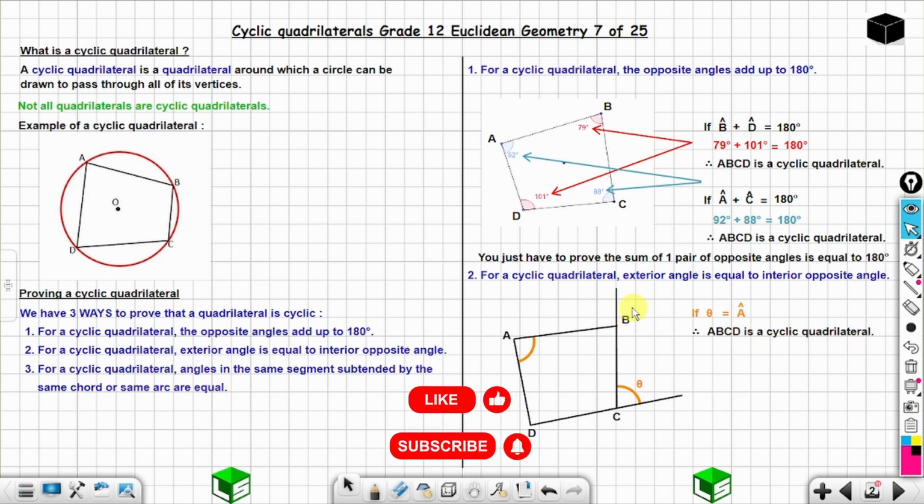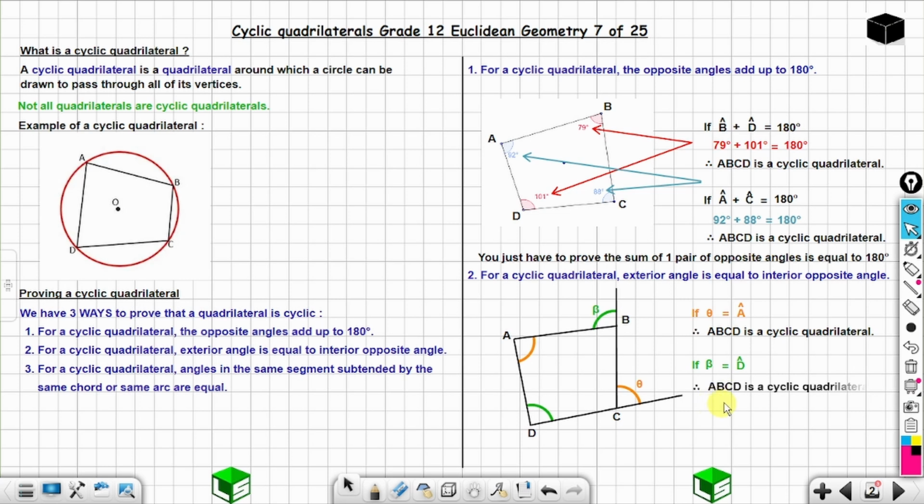You can also use this exterior angle, let's call it beta. If the angle beta, which is an exterior angle, is equal to the interior opposite angle, this angle, angle D, therefore ABCD is a cyclic quadrilateral. So again, you just have to prove that one pair of angles are equal.